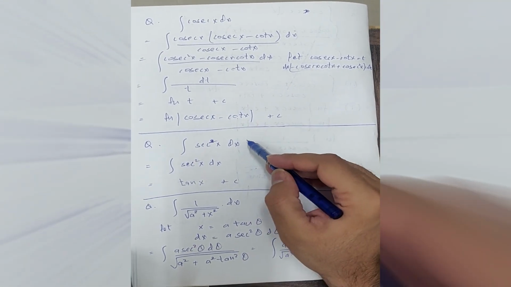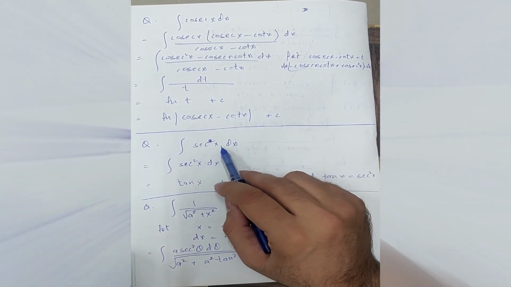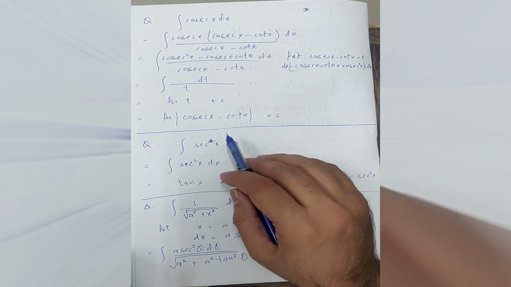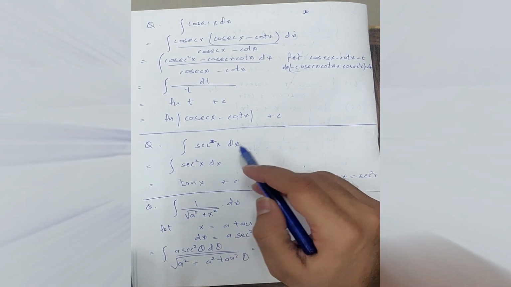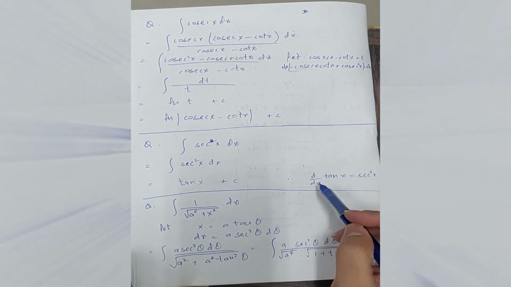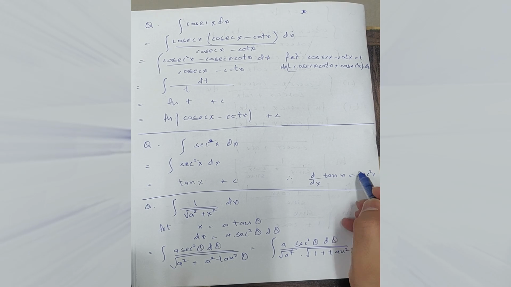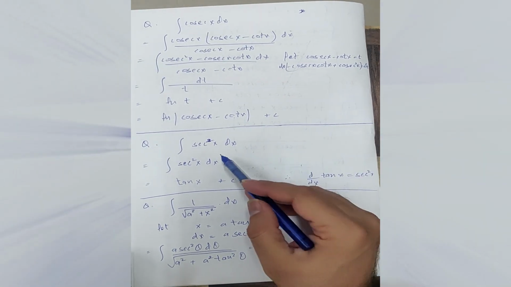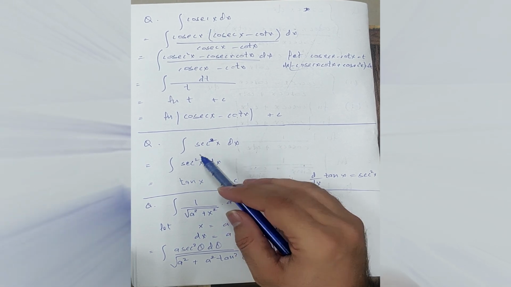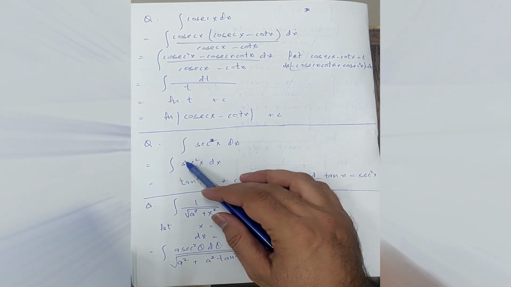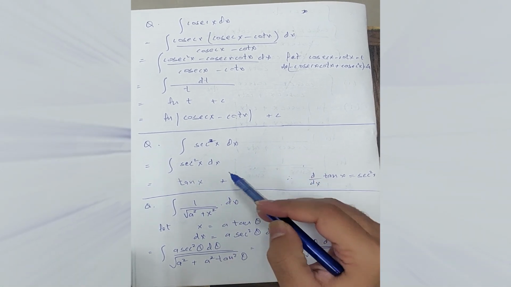Now we find another integral. It's very basic, very simple: the integral of secant square x dx. We know from derivatives that d over dx of tan x is secant square x. So there exists a function whose derivative is directly secant square x, and we know that function is tan x. So the solution of this integral is tan x plus c.